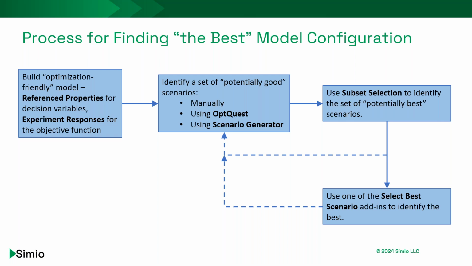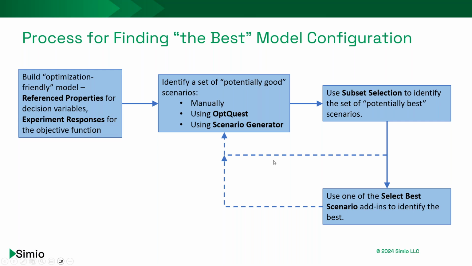Once I've done that, regardless of whether I do it manually or with OptQuest or the Scenario Generator, I can then use subset selection to identify the set of potentially best scenarios. This is dividing your set into our potentially best set and our reject set. And then from the potentially best set, I can use one of the 2 subset select best scenario add-ins, either KN or GSP, to identify the best, or if it can't find the best, the subset of the best from the set that you give it.